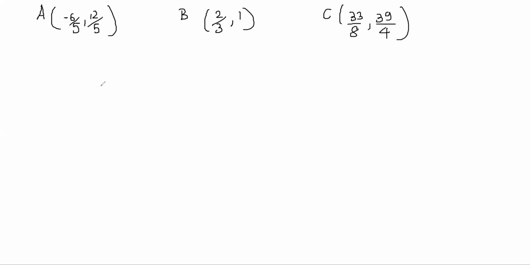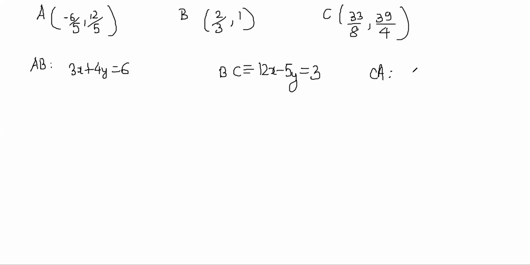And the equations of the sides were: AB was 3x plus 4y is equal to 6, BC was 12x minus 5y is equal to 3, and CA was 4x minus 3y plus 12 equal to 0. Right? Correct. Now, if you substitute A, you will substitute in which side?